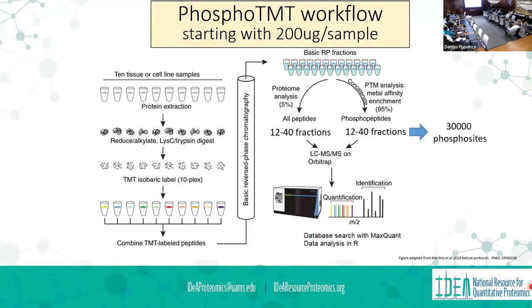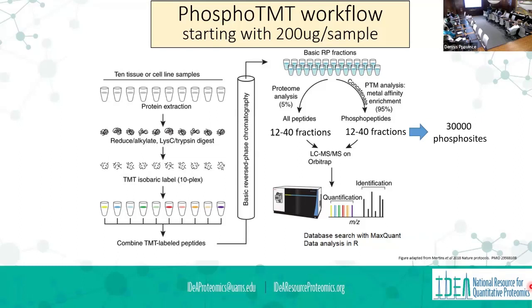And so our standard workflow for our phospho TMT is, after labeling, we take 95% of the material and we do phospho enrichment. And we take 5% and we do the proteome analysis. And so that should tell you that even though we tell you we need 100 micrograms, we probably don't. I'm not going to tell you we need less.